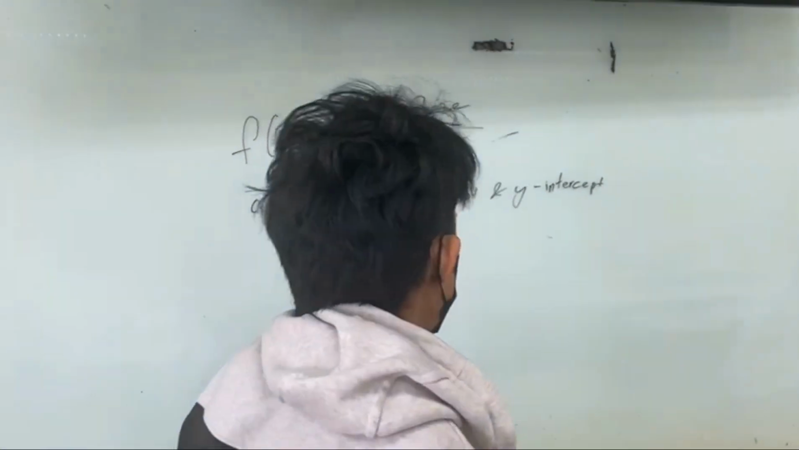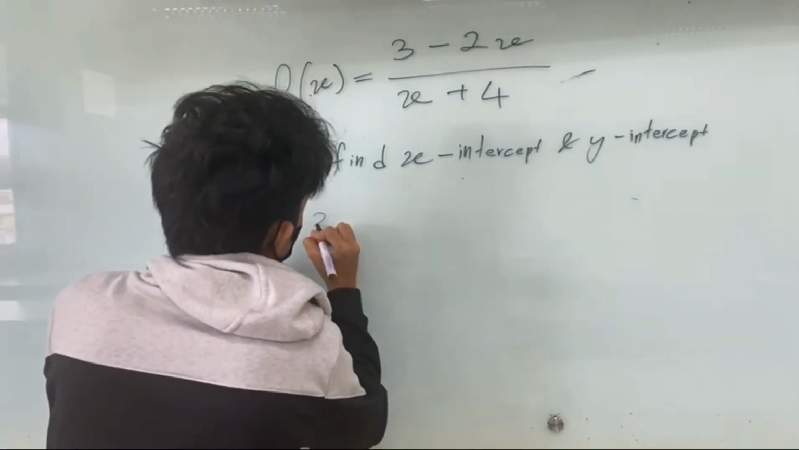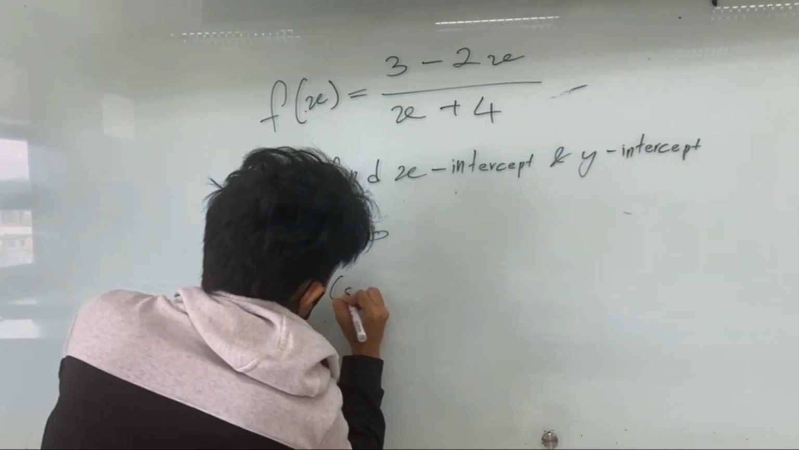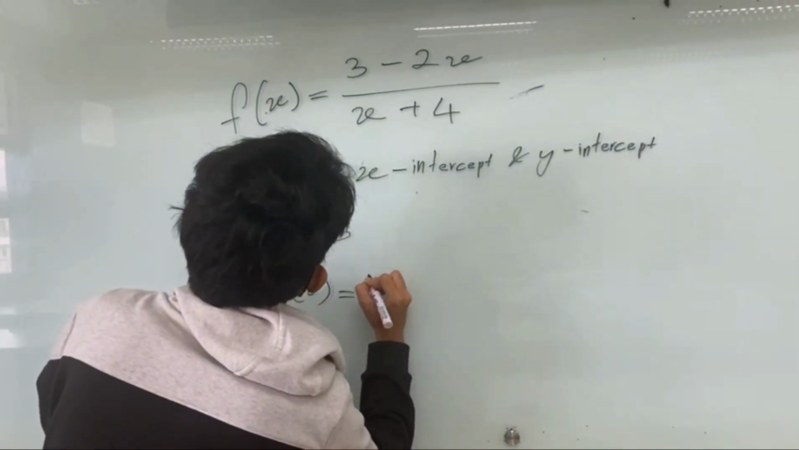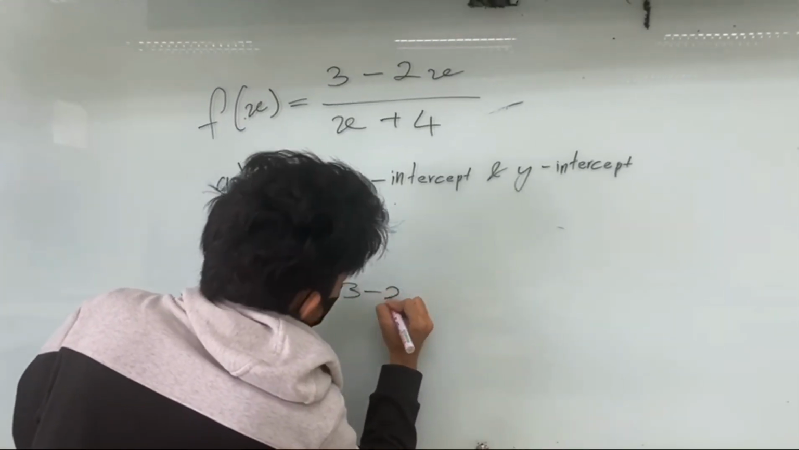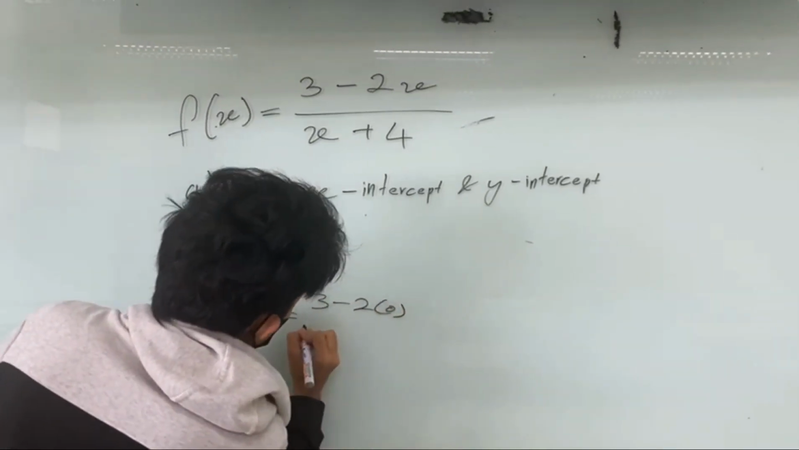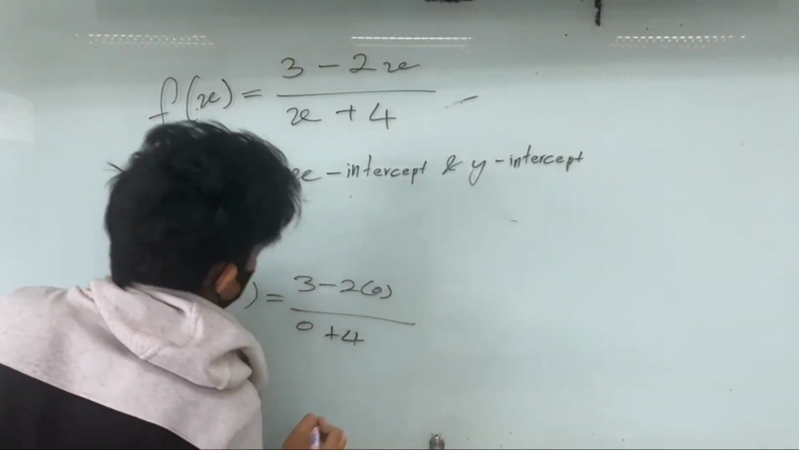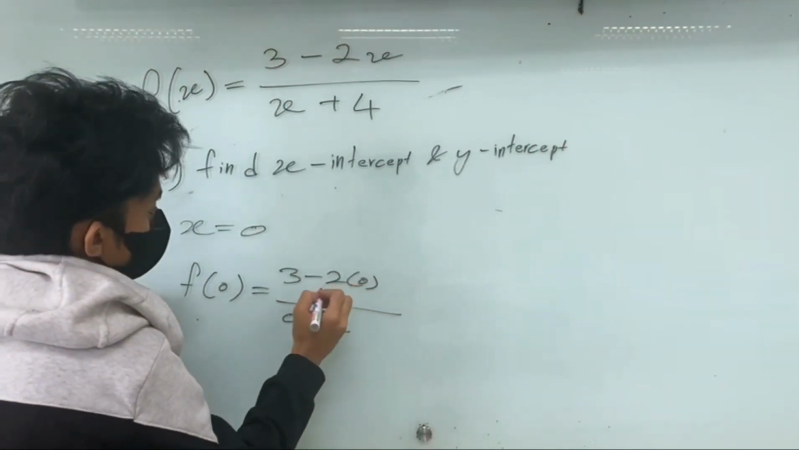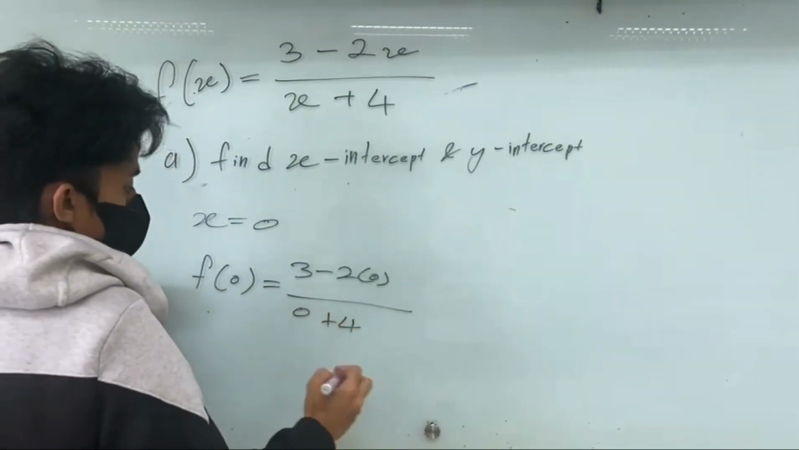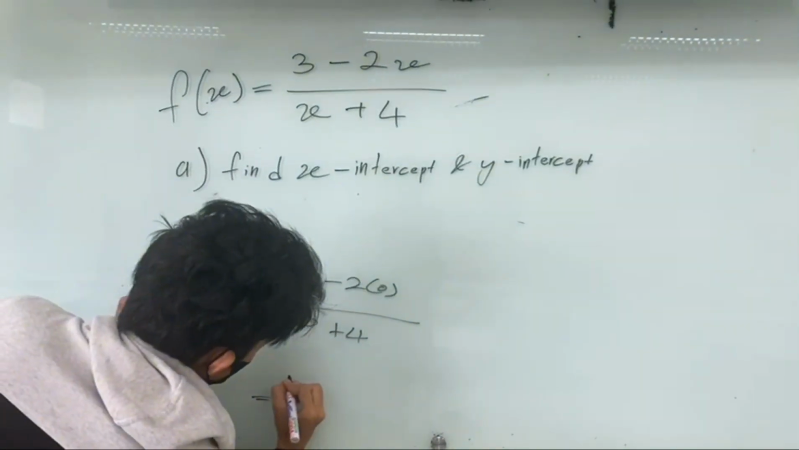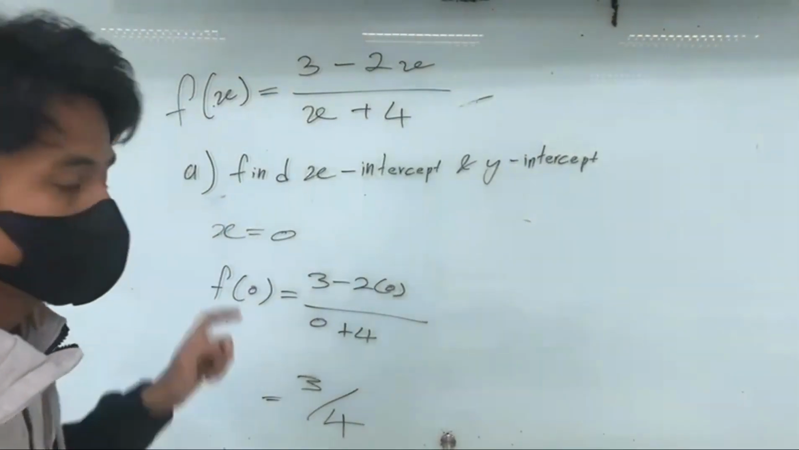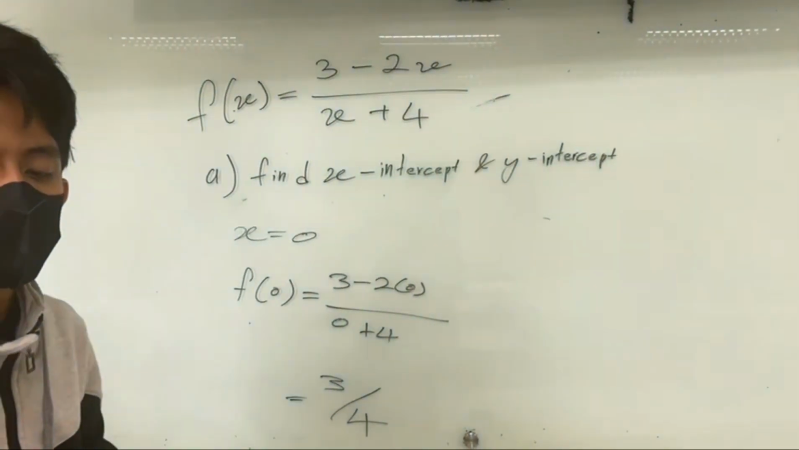To find the y intercept, x will be equal to 0. So f(0) equal to 3 minus 2(0) over 0 plus 4. 2 times 0 will be 0 and 0 plus 4 is 4. So the answer will be 3 over 4. That is how to find the x intercept and also the y intercept.